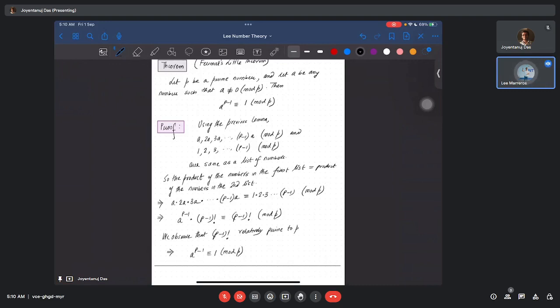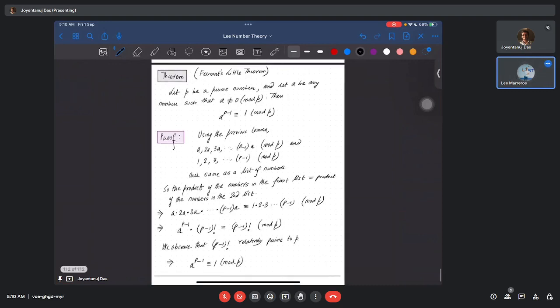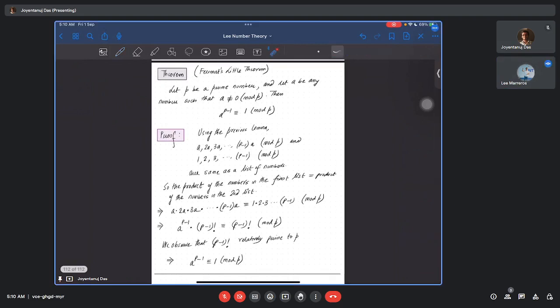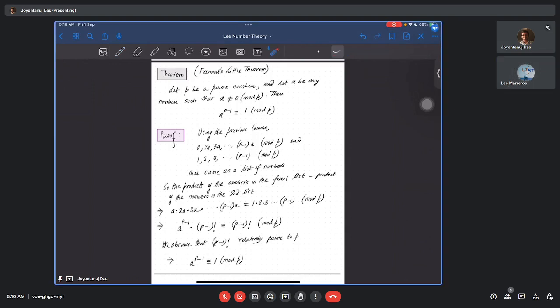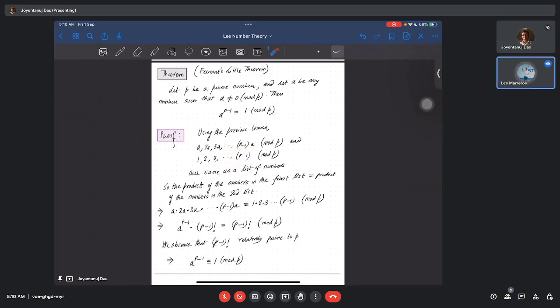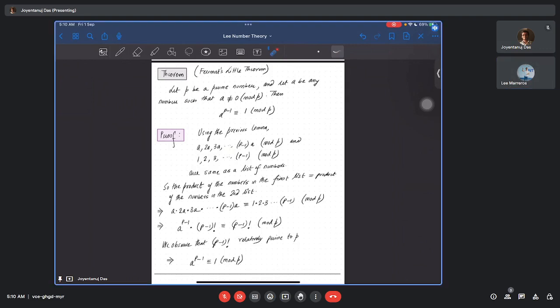So what is the lemma again? The lemma is: if p is a prime number and a is a number such that a is not equivalent to 0 mod p, then these two lists of numbers are the same, though maybe their ordering is different. That is the lemma.